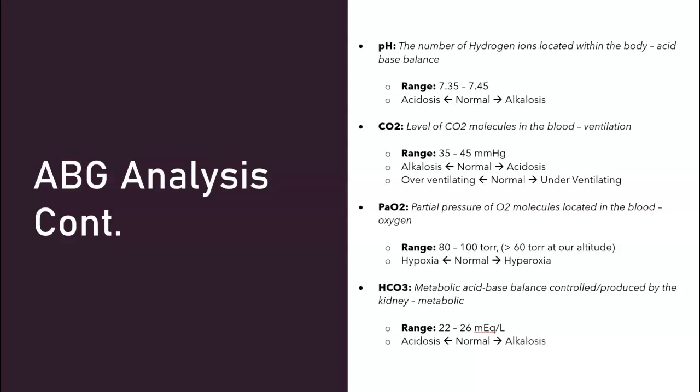Moving down, CO2 is the level of CO2 molecules in the blood. This is directly related to ventilation. So the range, again, dealing in absolutes per the NBRC, NBRC deals with, and our board exams deal with, absolutes: 7.35, 7.45. Hospital can be every shade of gray.